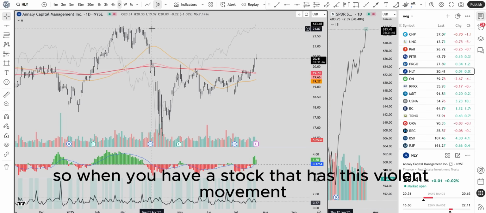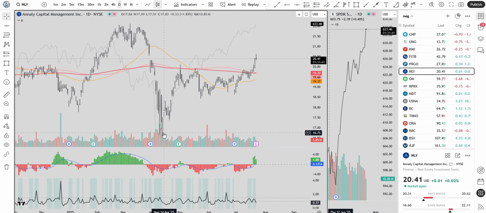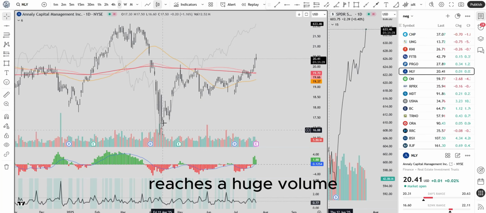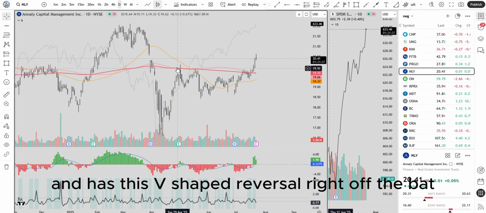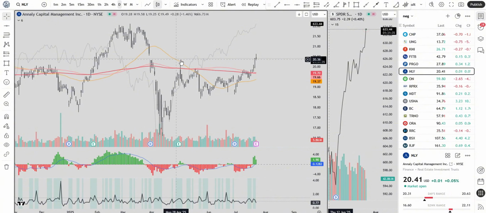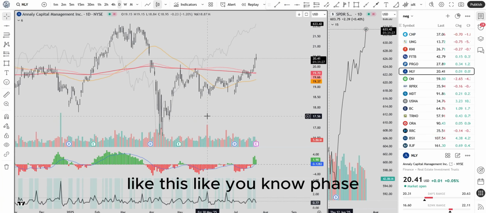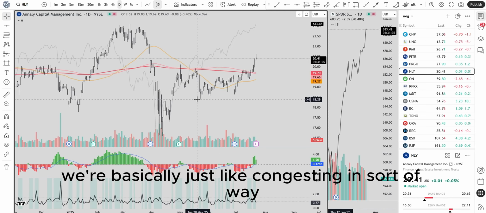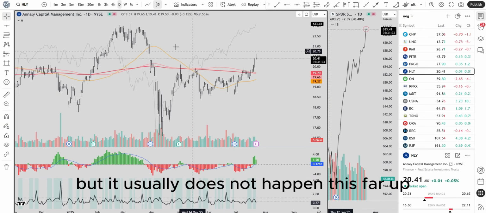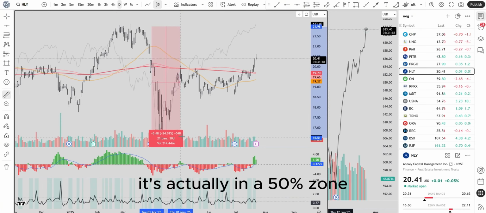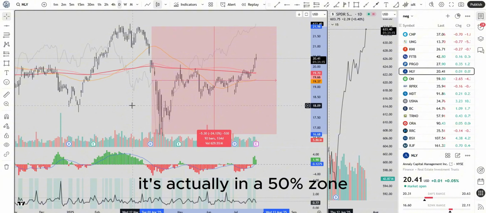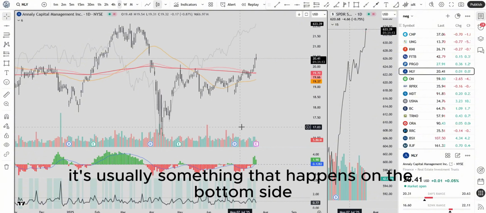So when you have a stock that has this violent movement to the downside, reaches a huge volume, and has this V-shaped reversal right off the bat, it usually leads to a consolidation phase that lasts for some time, like this, where it's basically just congesting in a sort of way. But it usually does not happen this far up. When you look at it, it's actually in a 50% zone. It's usually something that happens on the bottom side.